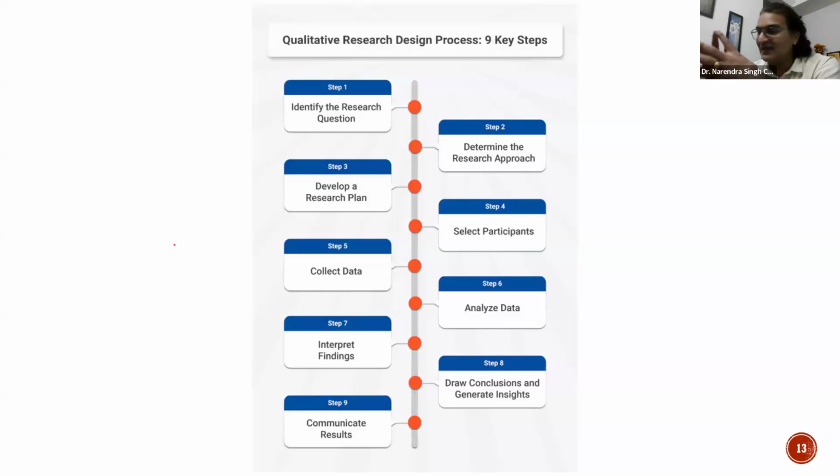Then I have to also collect the data. What will be the sources? What will be the technique of collecting the data? How will my data be collected, and whether I will be doing it all alone? What will be the ways of doing it? So that plan has to be there. How I will analyze the data, which methodology I will be using, how I am going to interpret the findings, then drawing conclusions and generating insights, and finally communicating the results. So this is largely the process.